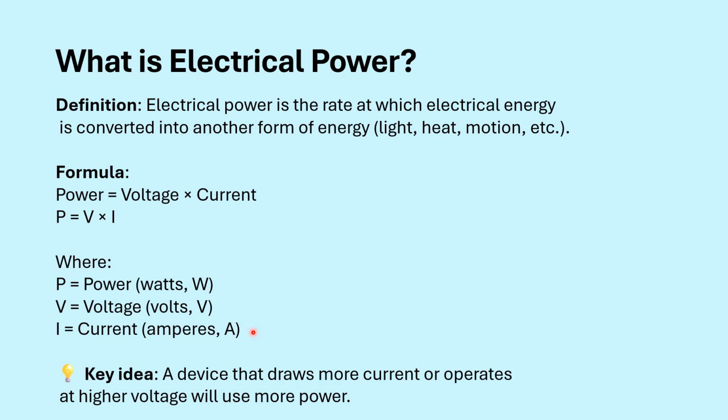So the key idea here is a device that draws more current or operates at higher voltage will use more power, right? As V and I get bigger, the power gets bigger.